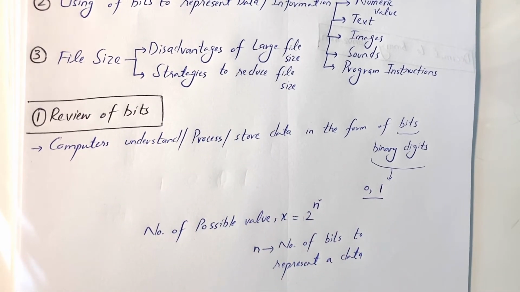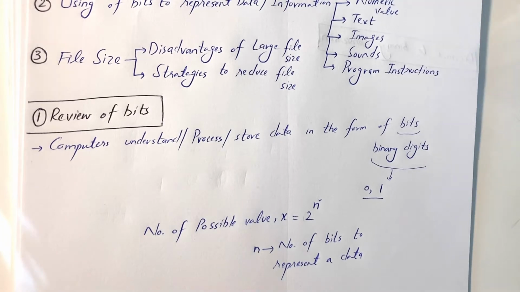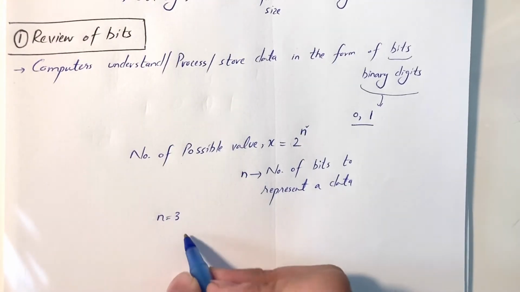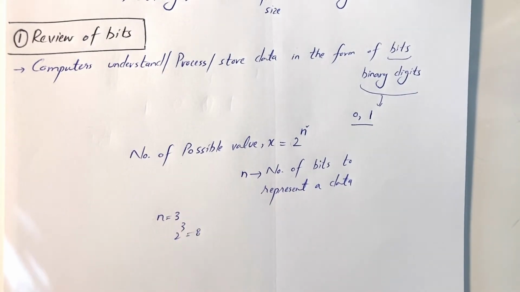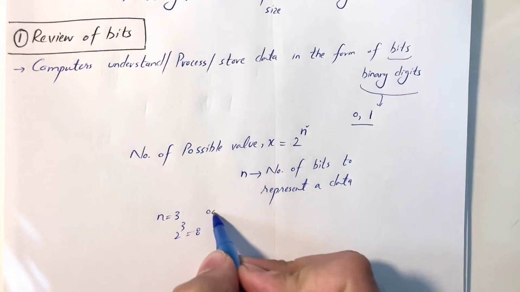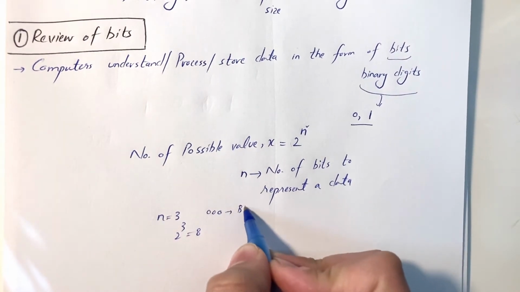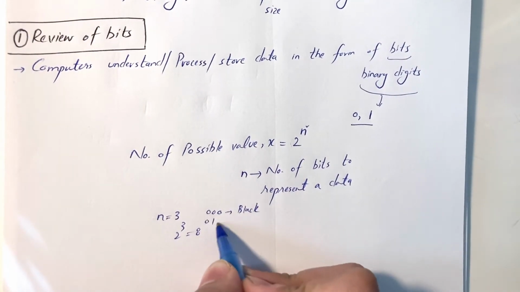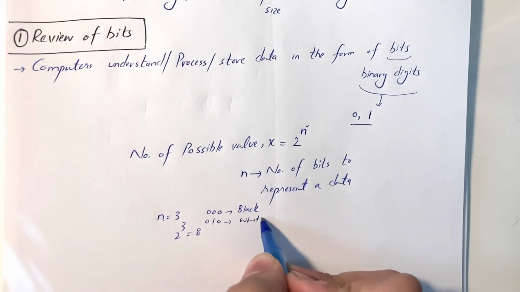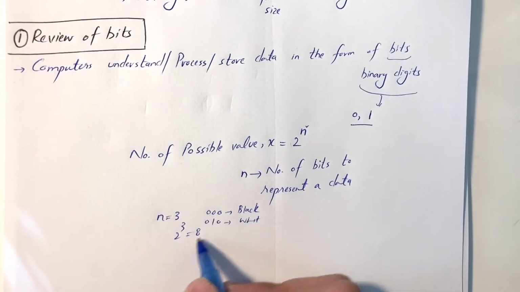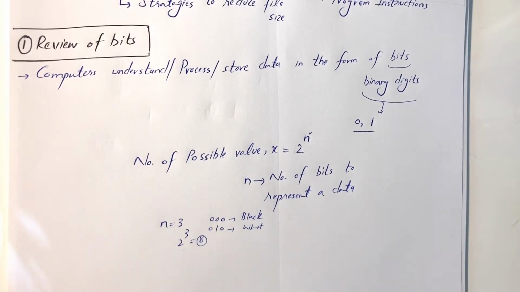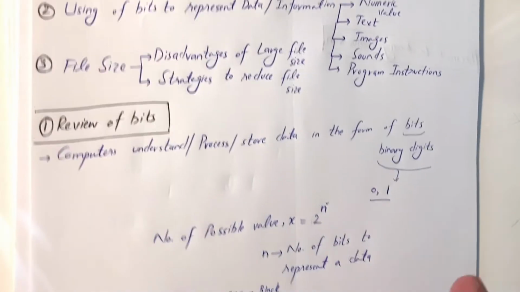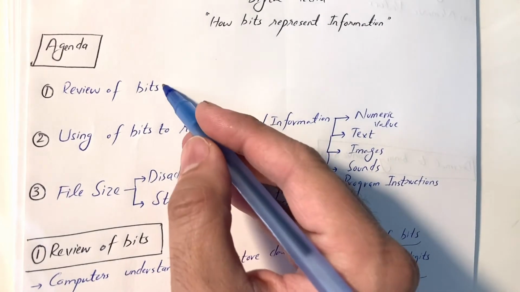For example, if a color can be represented in 3 bits, how many different colors can we generate? 2 raised to power 3 is equal to 8. So if 3 bits like 0 0 0 represent a color, let's say black, and 0 1 0 represents white, then by doing this, we can create 8 different colors. That's basically what we discussed in the last class. So this is just an overview of what we talked about in the last class.